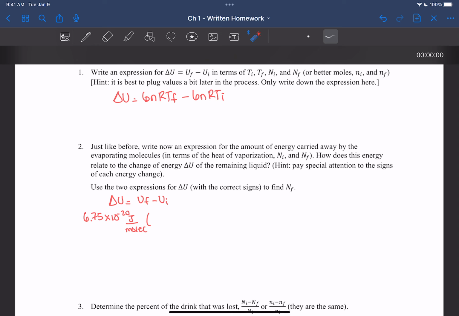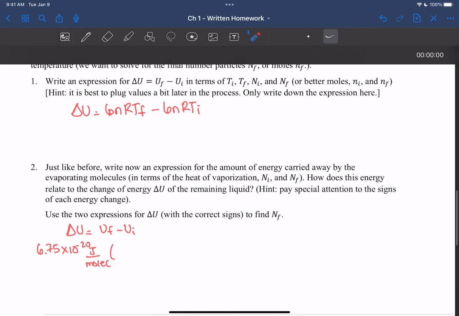It ended up at 60 degrees Celsius or 273 Kelvin, right? And then what we're doing, so we have our TF and we have our TI, right? We know our initial number of molecules, or we can figure that out because we had 180 milliliters of the coffee at the beginning, right? And then what we're trying to figure out is the final number of molecules, right?